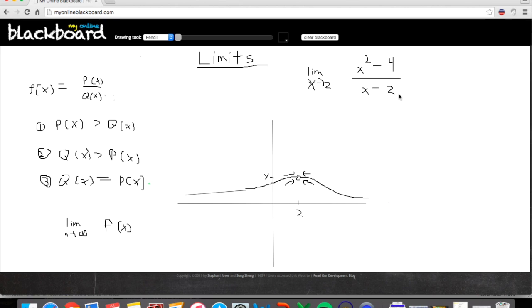However, what we can do is we can simplify this. X squared minus 4 factors into x plus 2 and x minus 2. And then as you can see in the denominator, we have an x minus 2. So what we can do is we can simplify it by canceling these two terms out. And we end up with x plus 2. So as it approaches 2, plug it in. 2 plus 2 is 4. And that's your limit for that question.